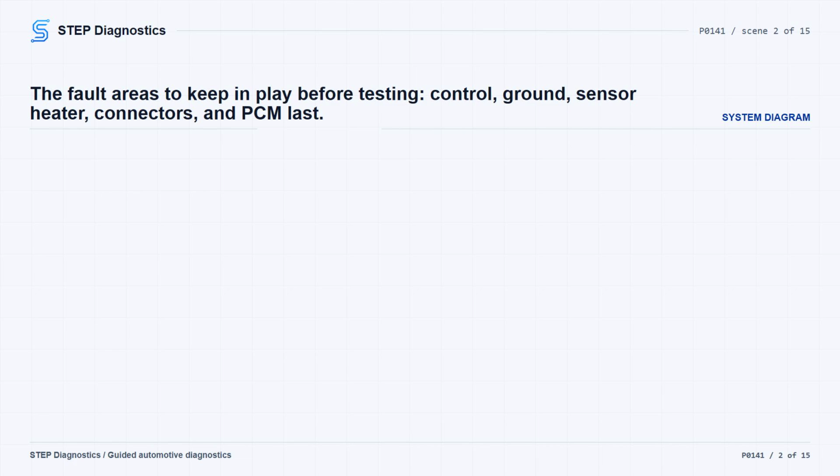For this code, keep your fault areas broad at first. The heater control side, the heater ground, the sensor heater itself, connector integrity, and only after the circuit path checks out, the PCM. This is a guided electrical diagnosis, so prove the condition first, then separate the sensor element from the harness and control side.